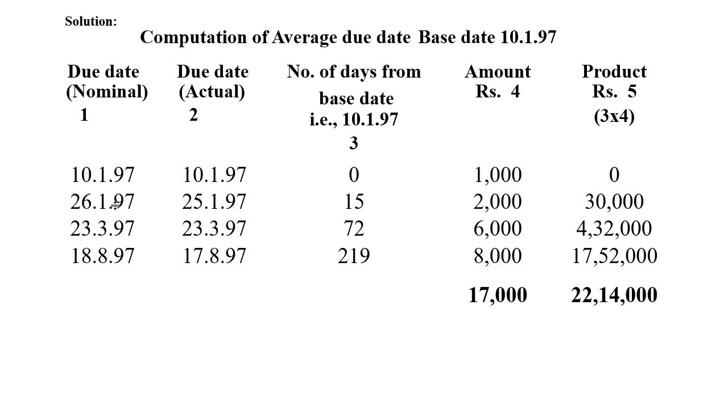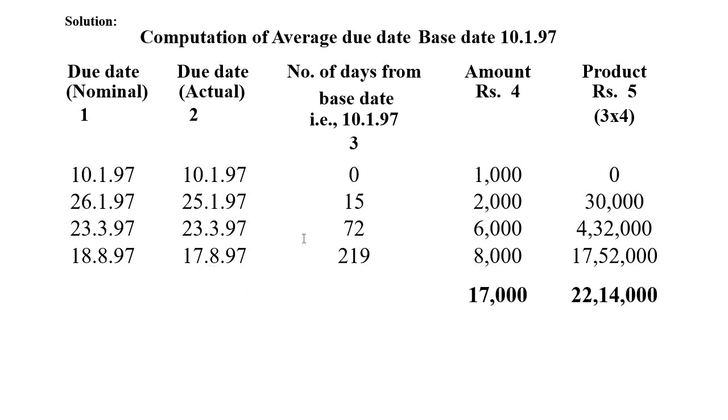Second is 26th January. This is a nominal date but it is declared as a holiday, so we are taking 25th January as the due date for the actual calculation. 23rd March is a working day, so no change in that. 18th August is declared as a Sunday holiday, so we are taking the previous date, 17th, as the actual date for the calculation. So 26th January and 18th August are holidays, and we are taking the previous date as the actual one for the calculation: 25th January and 17th August.